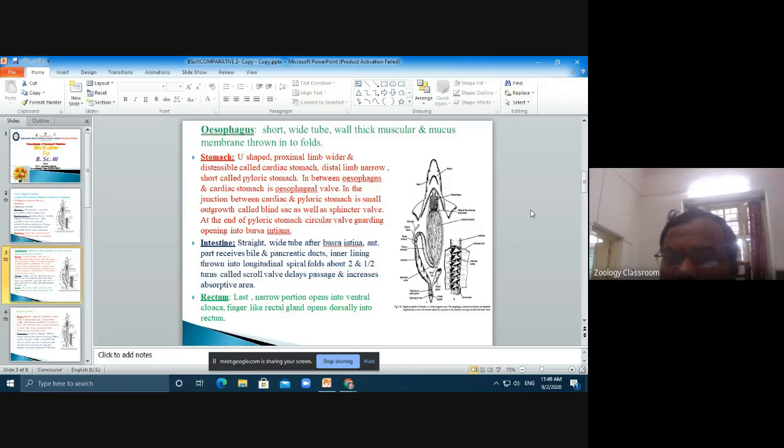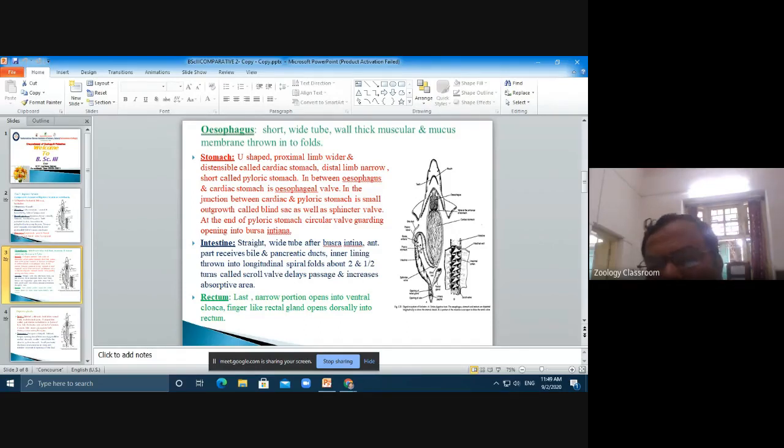So three walls are present. Here is the first wall between the esophagus and the stomach. Here is the second wall between the cardiac stomach and the pyloric stomach. And here is the third wall, in between the pyloric stomach and the intestine. Now come to the intestine. This is the portion of the intestine. It is straight, a wide tube, and it starts behind the bursa entiana.